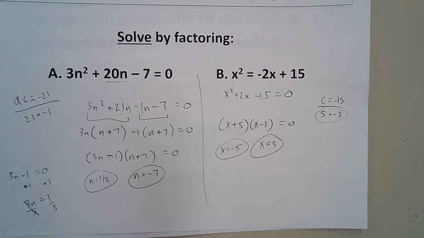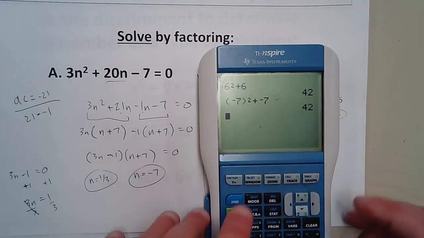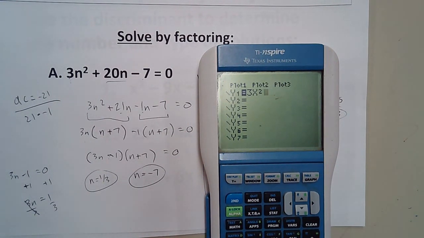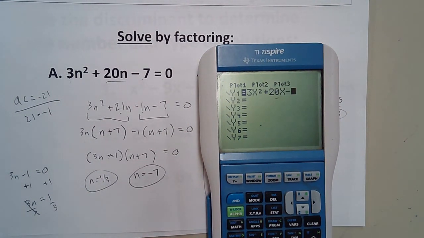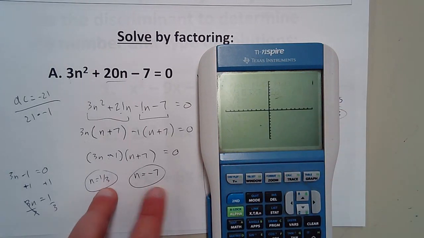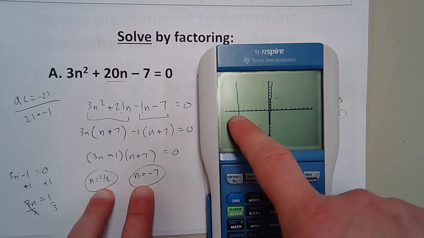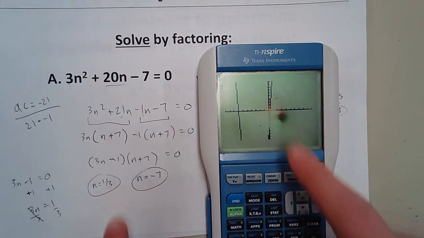Again, with all this stuff, there's nice little checks you can do. If I want to check any of these, one way you can do it is graph it. Because if you graph it, you're going to see, 3x squared plus 20x minus 7. So if we type this in, it should cross at these two spots. So it's a real quick visual check here, in my opinion. You're like, yep, that looks like negative 7. 1/3 looks reasonable there. Perfect.